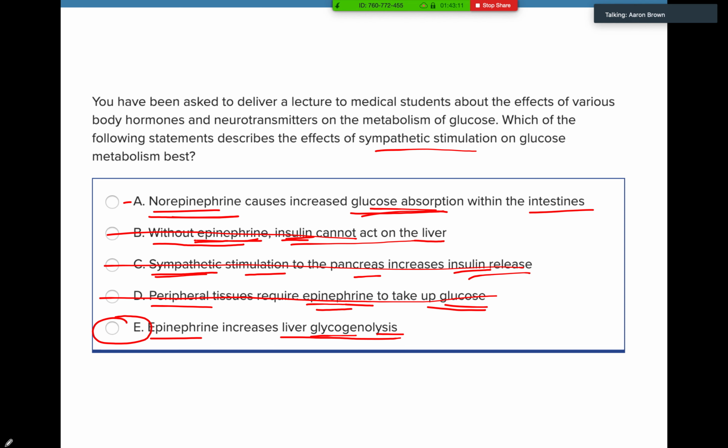Sympathetic system, think about increasing your blood sugar. Think about liver glycogenolysis, really getting more energy available. That's the whole point of the sympathetic system, endocrine-wise. And so that would be our answer there.